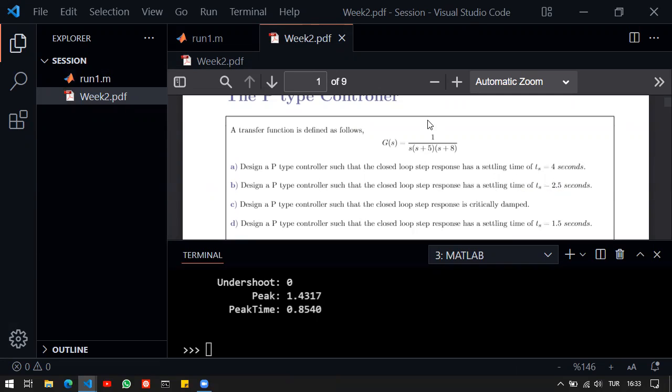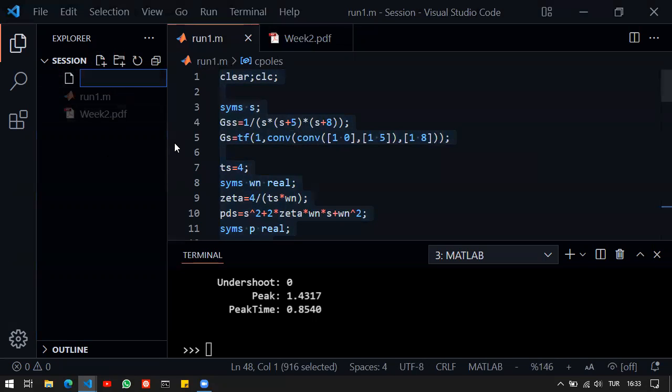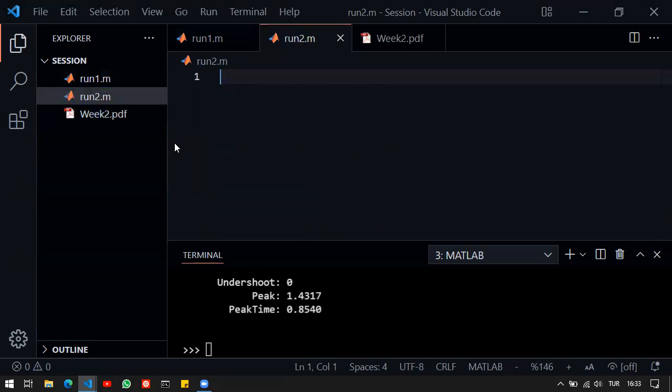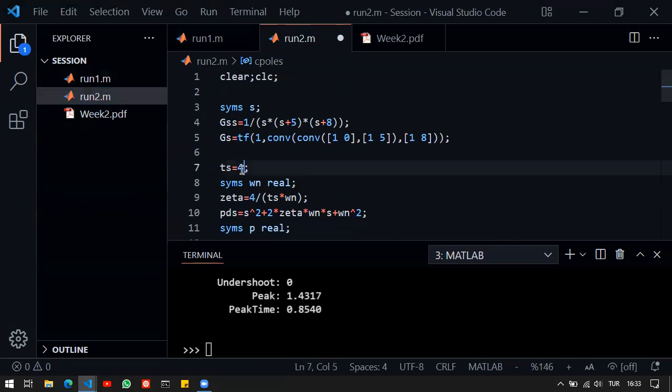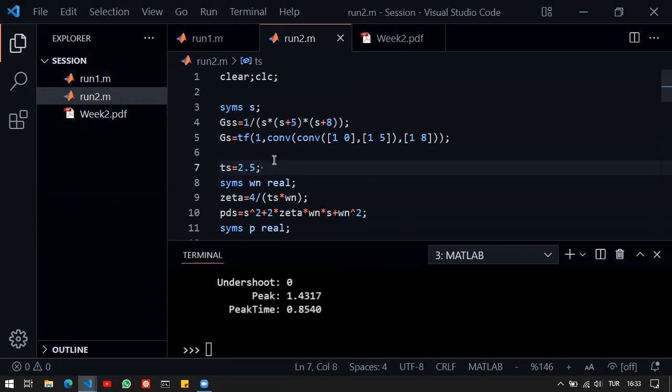So in B, instead of having a settling time equal to 4, we have to change the settling time to 2.5. So we will have a faster transient behavior, because a lesser settling time means that it takes less time to achieve the steady state. Now, that's basically it, because I've already written the code in such a way that it adapts automatically.